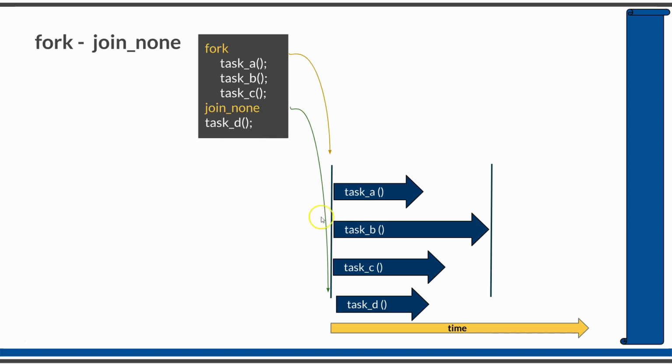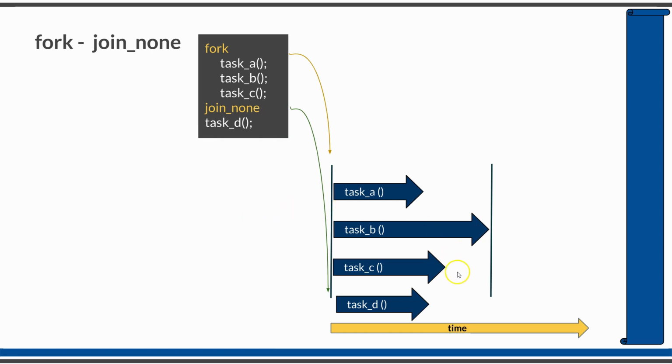So therefore immediately after this, task D will be evaluated, or it will also get started. Therefore all these tasks A, B, C and D will get started eventually, and this is the difference between a fork join and fork join none.